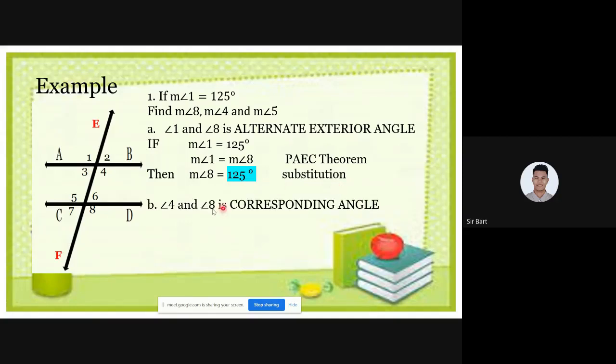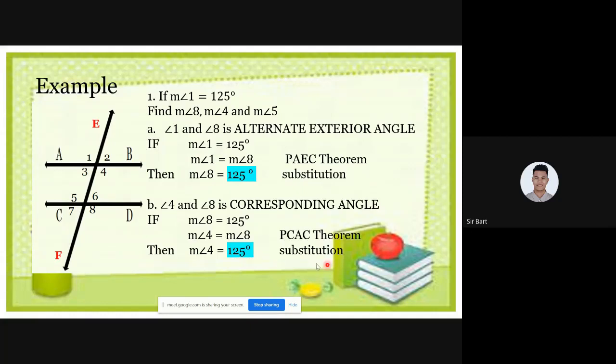Letter B, find the measure of angle 4. Angle 4 and angle 8 are corresponding angles. If the measure of angle 8 is equal to 125 degrees, and the measure of angle 4 and the measure of angle 8 are congruent by the corresponding angles theorem, then the measure of angle 4 is equal to 125 degrees by substitution.